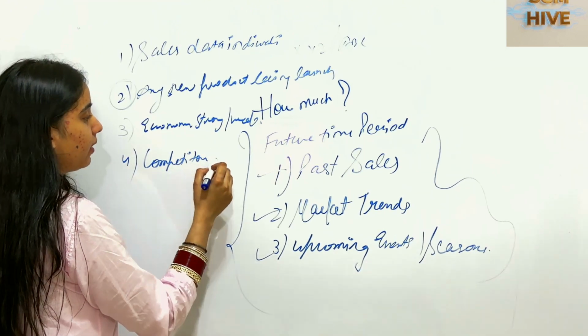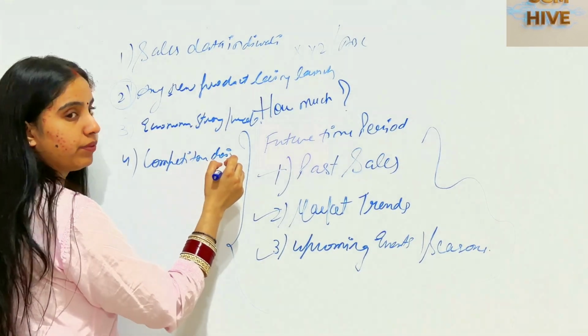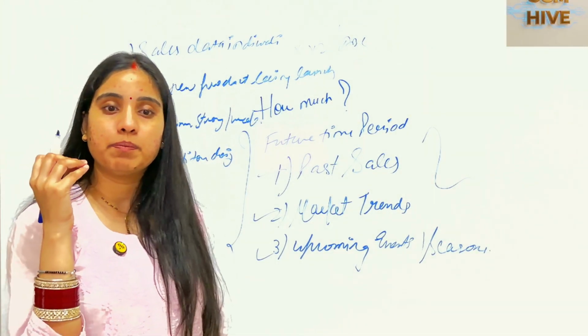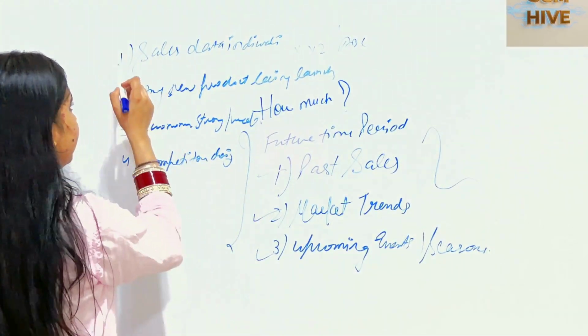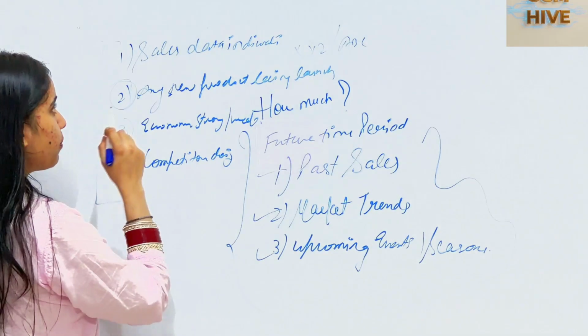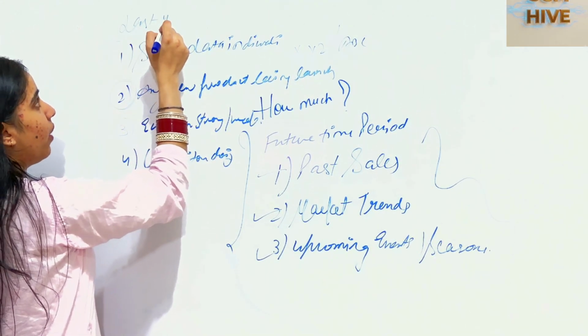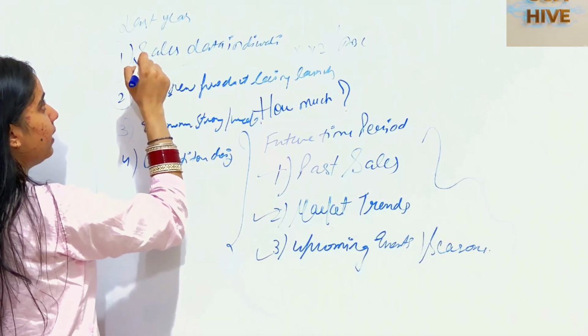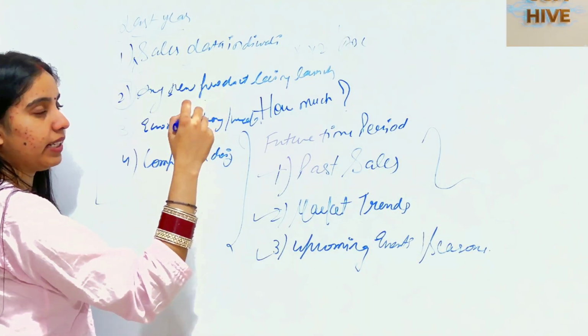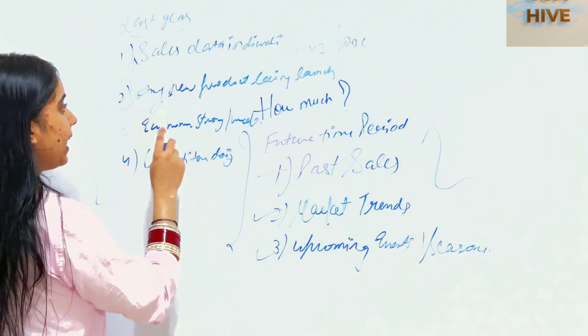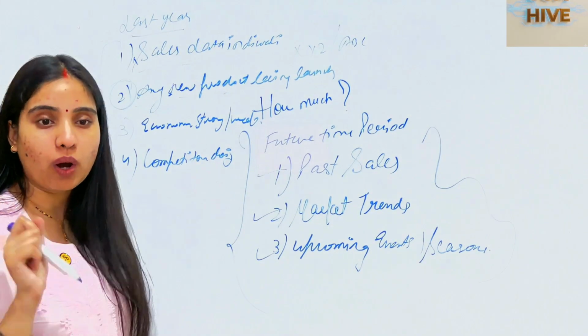We need to track this also. So the team studies these 4 points. The first point is sales data, last year's sales data. Keep it in mind, last year's sales data in Diwali. Second is any new product being launched.